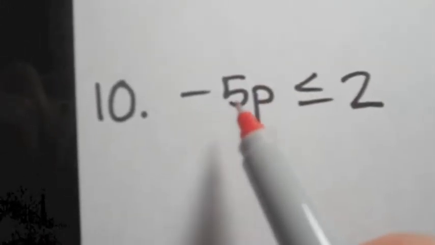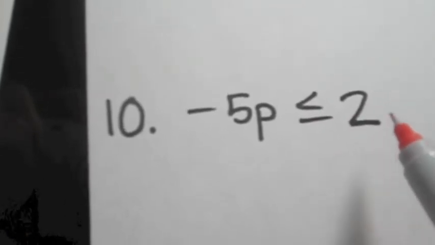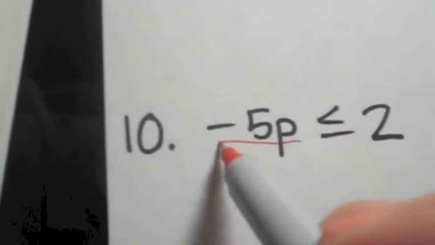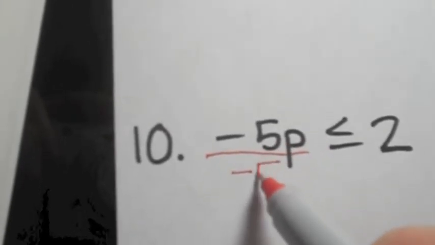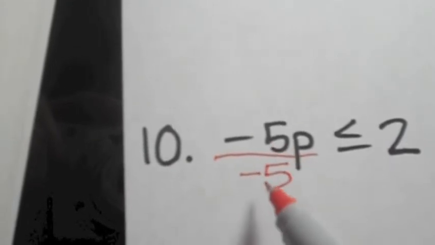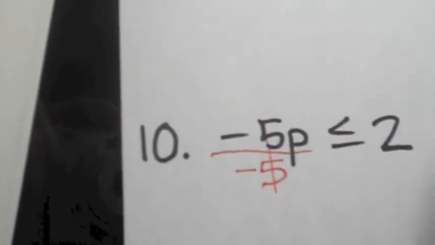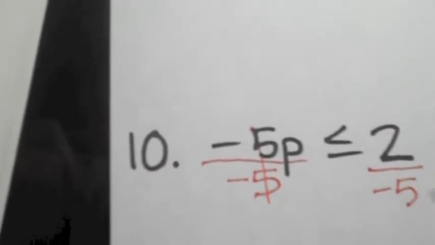Let's look at number 10. So I just kind of gave it away. We have negative 5p is less than or equal to 2. We want p by itself. And currently it's multiplied by negative 5. So we're going to divide by negative 5. Negative 5 divided by negative 5, that's 1. But whatever we do to that side, we have to do to this side.